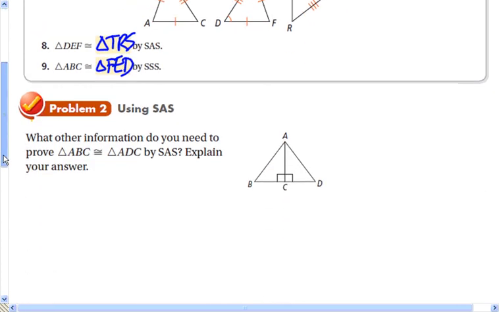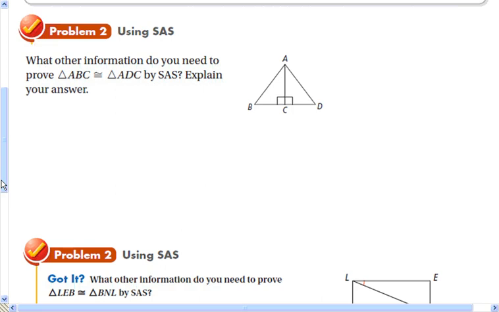Okay, so what other information would we need to prove triangle ABC is congruent to triangle ABC by side angle side? Explain your answer. To get side angle side, we need 2 pairs of corresponding sides and the included angles. So we can see here from the diagram that AC would be congruent to AC. And then we have the angles. All right angles are congruent, so those 2 angles are congruent. We would need that angle to be the included angle, so we would need BD congruent to CD.